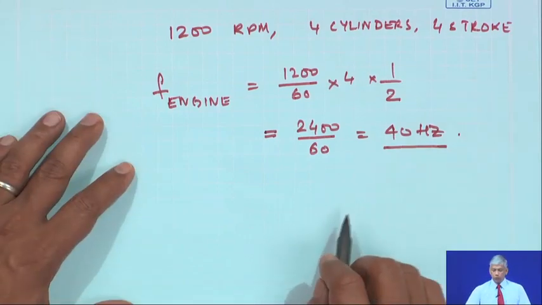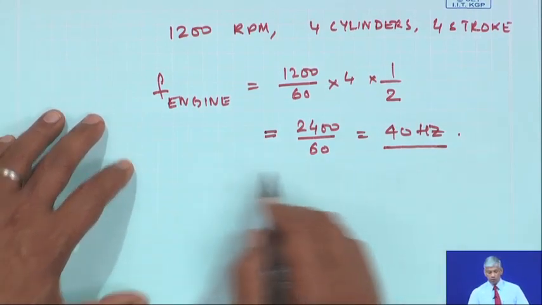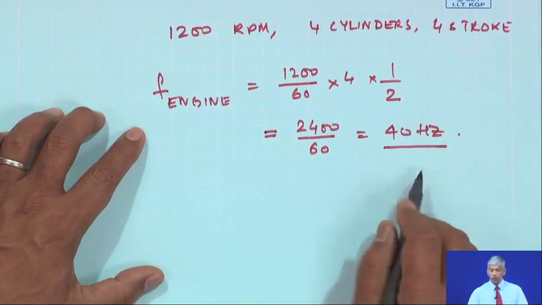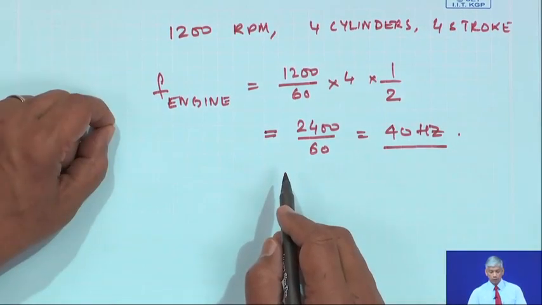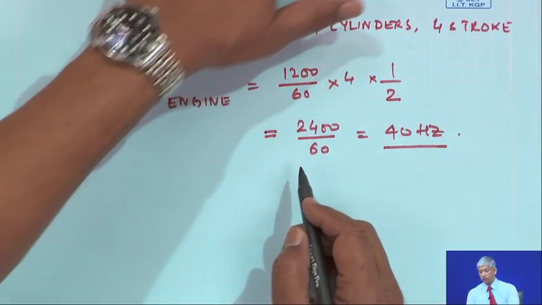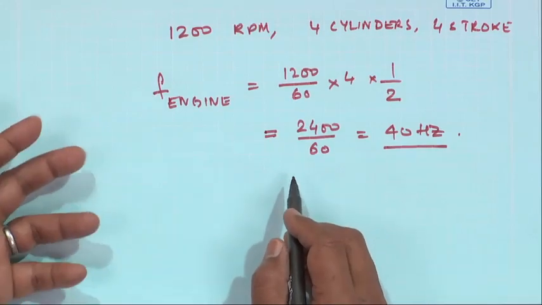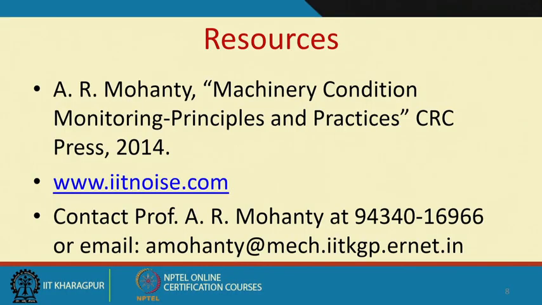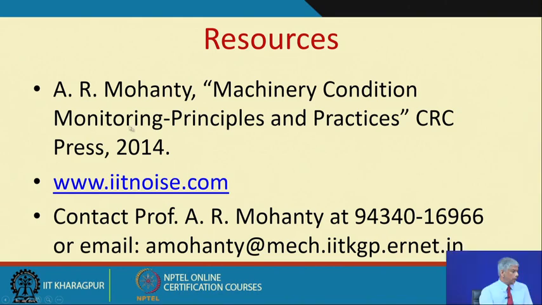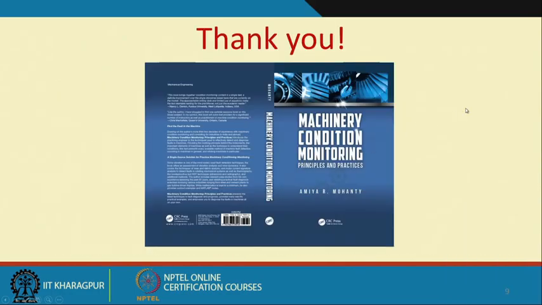Now, if we have a modulation around the engine firing frequencies because of a speed fluctuation, I can sense that by putting an optical encoder at the output shaft, getting a Hilbert transform and doing a signal analysis. Many of these examples you will see in my book, and details you can find at my website. Okay. Thank you.